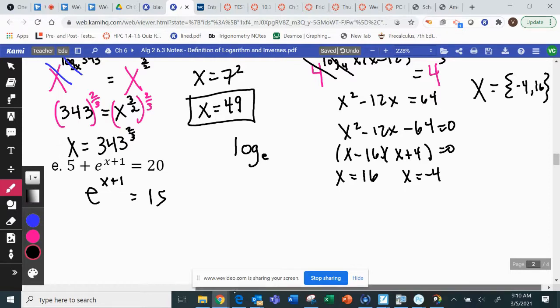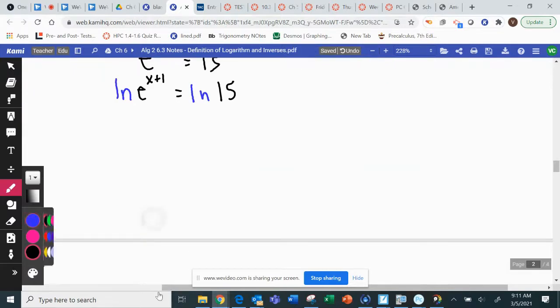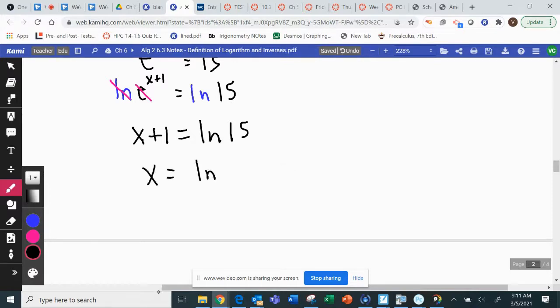And if you guys are saying it, I just can't hear you very well because of the masks. I'm going to do ln of e to the x plus 1 equals ln of 15. So ln and e undo each other, and I get x plus 1 equals ln 15. And then subtract 1. And that's the answer. ln 15 minus 1.